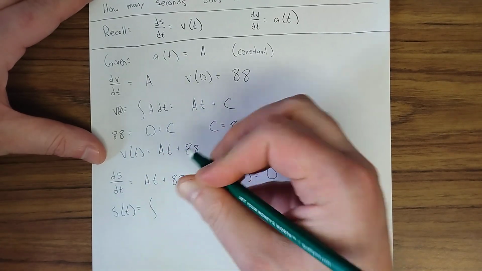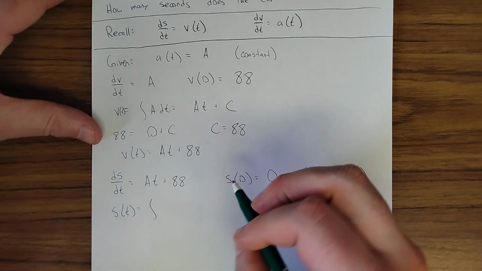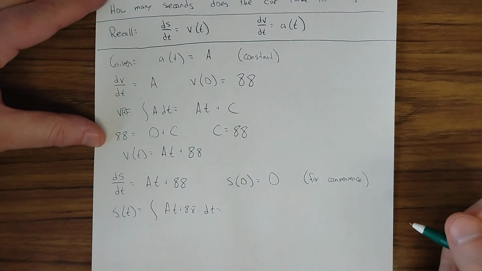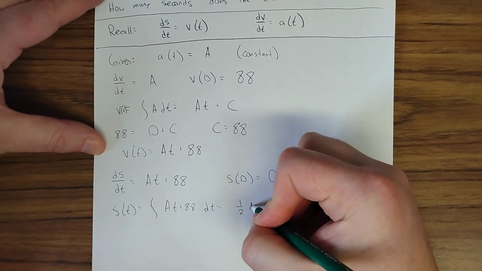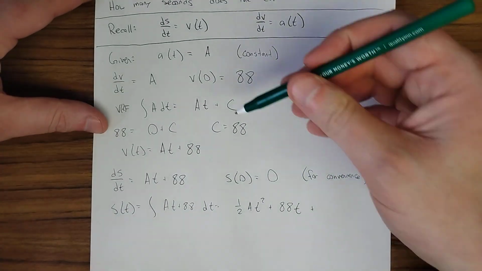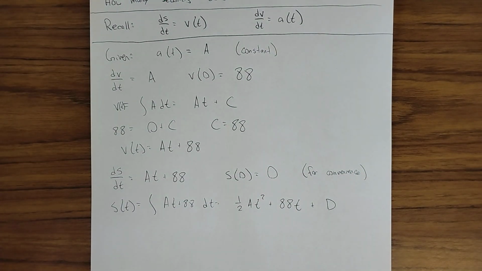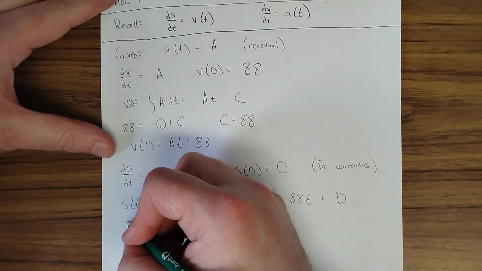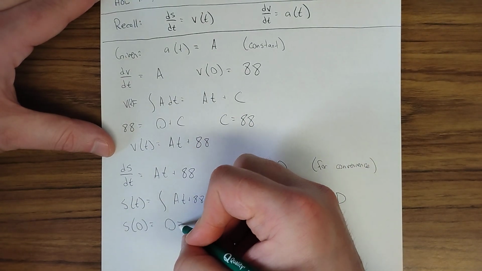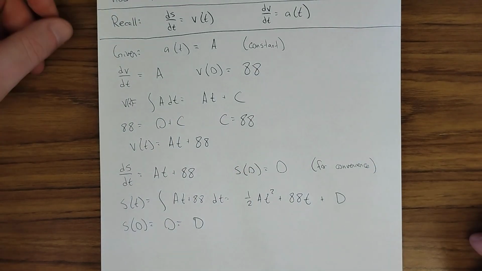This is just another antiderivative. And again, the point is there's no s's over here. So I just take the antiderivative. This is 1/2 at squared plus 88t plus another constant. I don't want to use c again, so I'll just use the next letter in the alphabet. And let's use this piece of information. So 0 goes in for s, 0 goes in for t, and I'm just going to get 0 equals d.